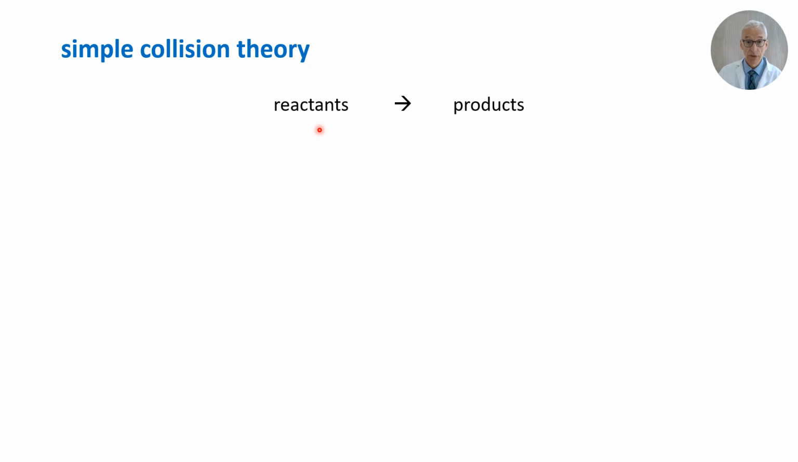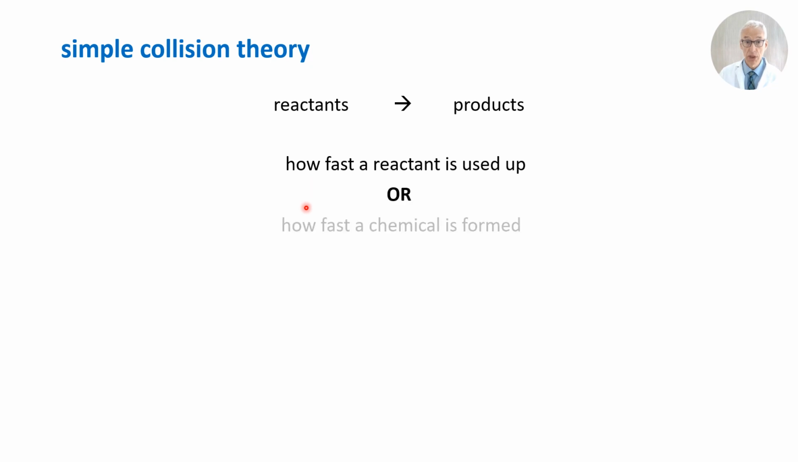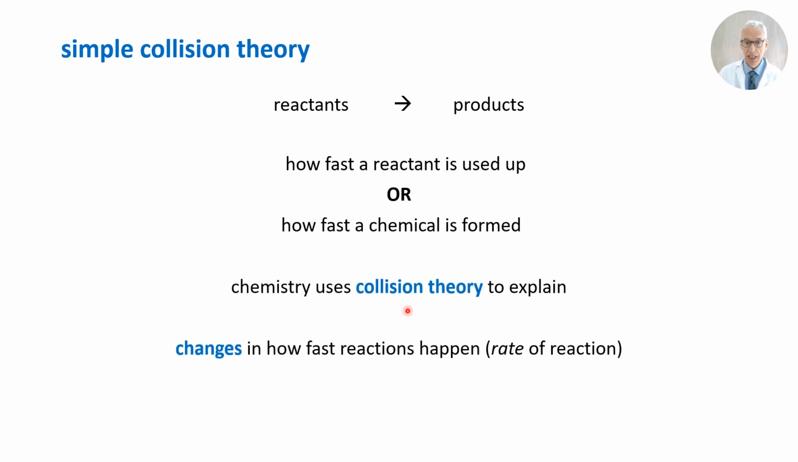Chemical reactions involve a change from reactants to products. The rate of reaction could be counted as how fast the reactant is used up, or counted as how fast a chemical is formed, how fast the product is made. Collision theory is used to explain changes in how fast reactions occur, that is, changes in rate of reaction.